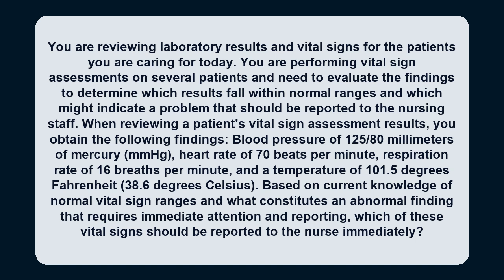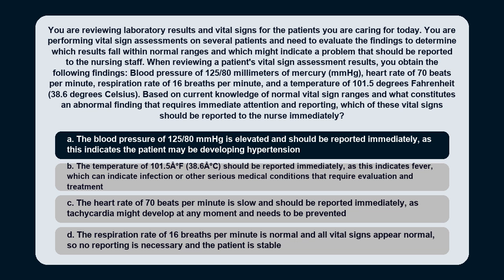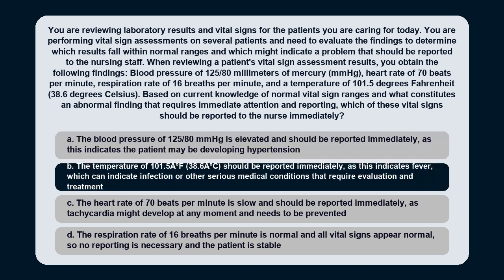Based on current knowledge of normal vital sign ranges and what constitutes an abnormal finding that requires immediate attention and reporting, which of these vital signs should be reported to the nurse immediately? Option A. The blood pressure of 125/80 mmHg is elevated and should be reported immediately, as this indicates the patient may be developing hypertension. Option B.